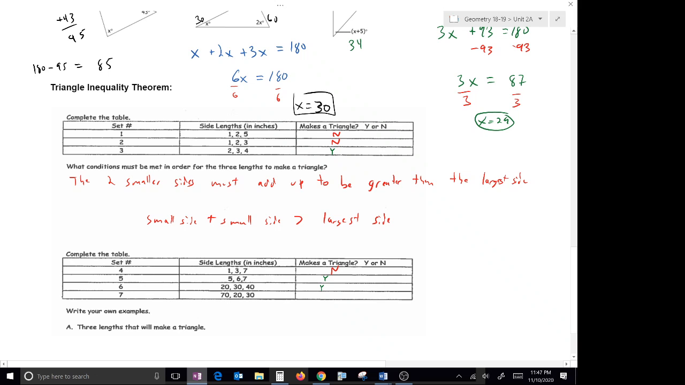Number 7, I have to be careful with this one. They didn't order them. All the previous ones were listed from lowest to highest, so I have to be careful. The two smaller sides are 20 and 30, so 20 plus 30 is equal to 50, which is not greater than 70, so that is not a possibility.